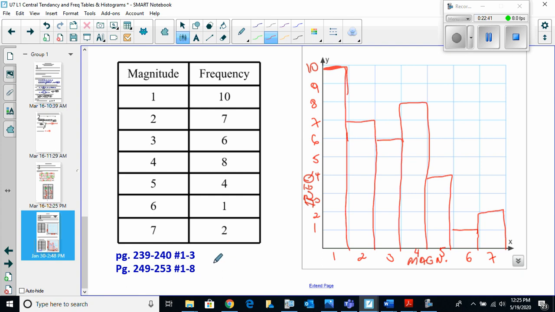For this part of the lesson, we'll go to pages 239 and 240 and complete questions 1, 2, and 3. And on pages 249 and 253, questions 1 to 8. Okay. This is just the first part of the lesson.